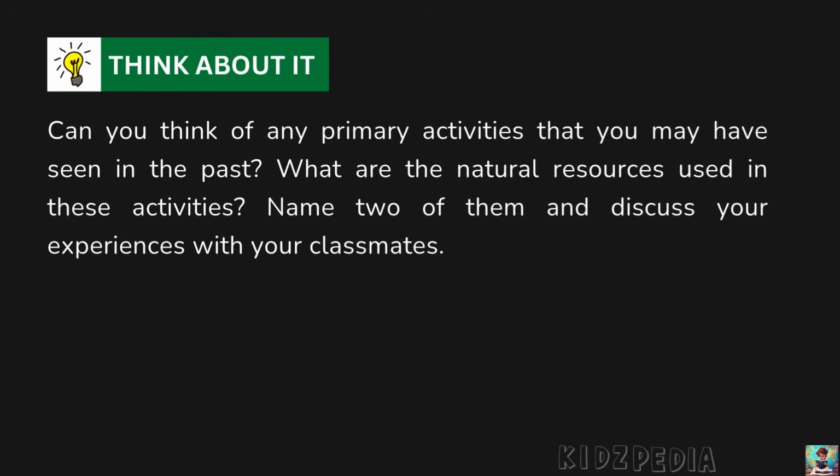So, this question is asking you to think about primary sector activities that you have seen. Remember that primary activities are jobs where people get goods directly from nature, like farming, fishing, collecting wood, etc. Think about the natural resources used in these activities. Natural resources are things from nature that we use to make goods or to earn a living, like soil, water, trees, fish, animals, etc. So, you need to write 2 primary activities and discuss them with your classmates.